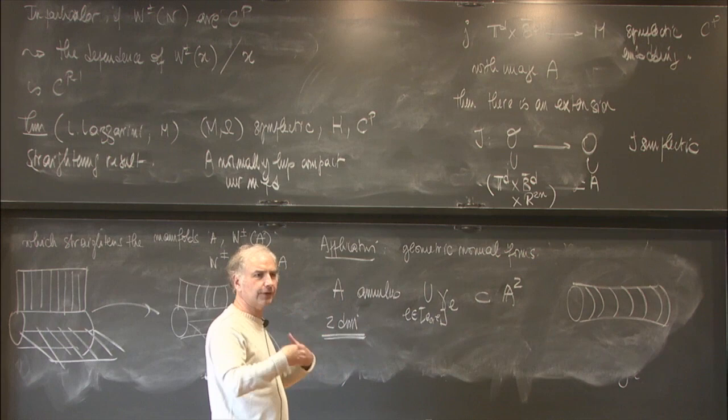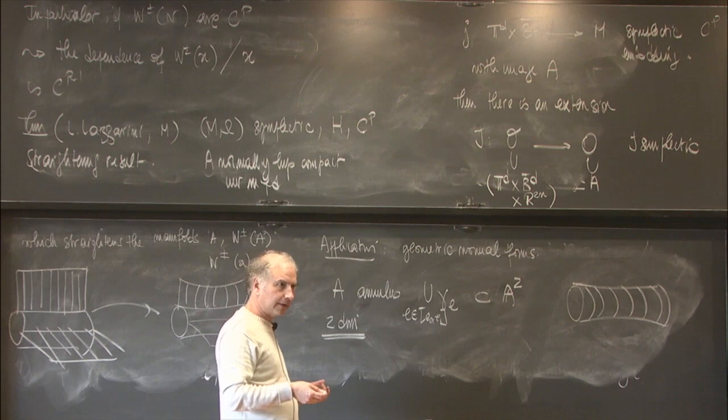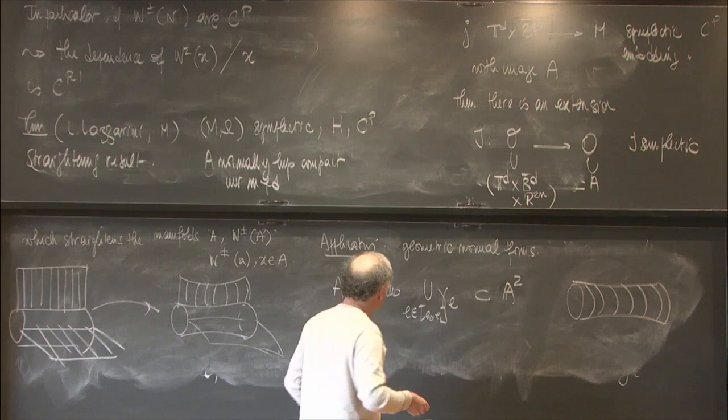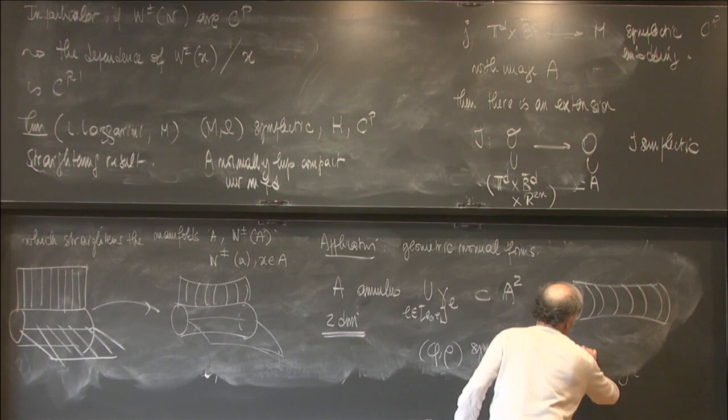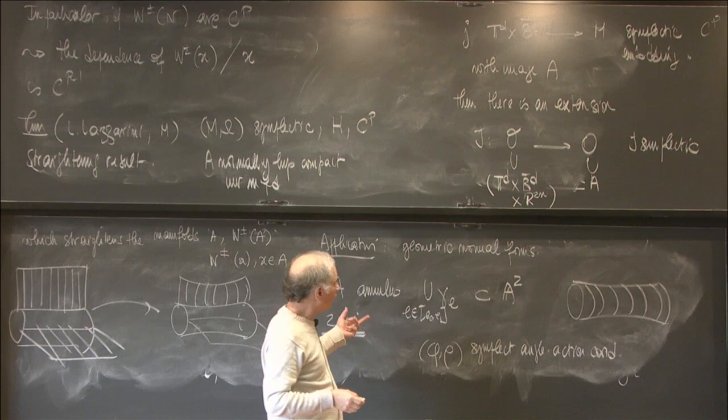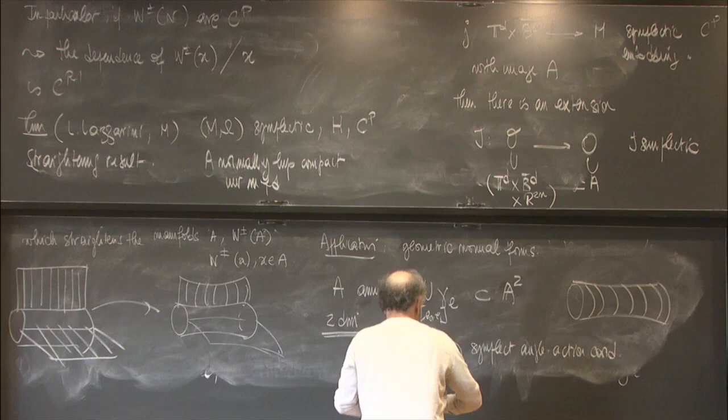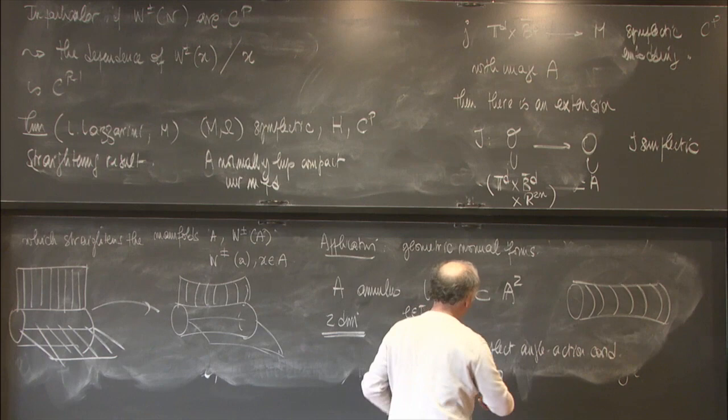So you can use the Liouville-Arnold theorem and find symplectic angle-action coordinates. So let me call phi, rho symplectic angle-action coordinates. You know that they exist. This gives you the first embedding J, small j, from T times (alpha, beta), you cannot change the length, to A.